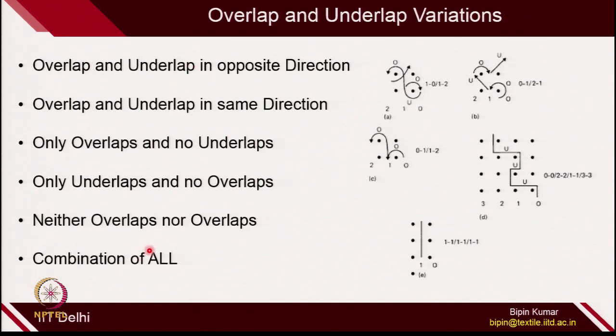You can go for designing for multiple courses where you can have the possibilities of open loop, closed loops, no overlaps, underlaps, everything combined together, which is there in Atlas construction. So, once overlap and underlap is clear to you, then you know how different warp knit designs are created.